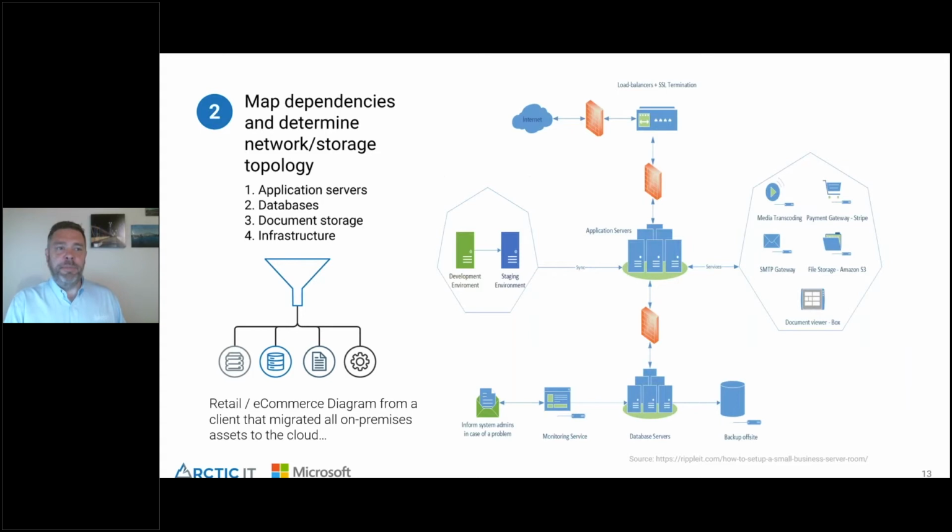So the next thing we're going to do is map dependencies and determine the network storage and topology. We're going to look through your organization, and we're going to see what the application servers are, what databases there are, what you are doing for storing documents. Do you use a traditional file structure? Are you already using SharePoint, SharePoint Online? And then what does your infrastructure look like? Let's find out what those dependencies are, because we don't want to move one thing and then find out that it's dependent on something else on premise. So we need to move things in groups if there are dependencies there. We want to be careful to map out all those dependencies and see where they exist.